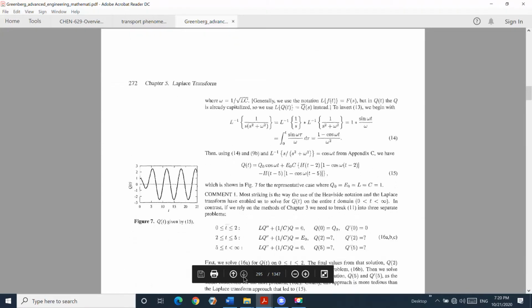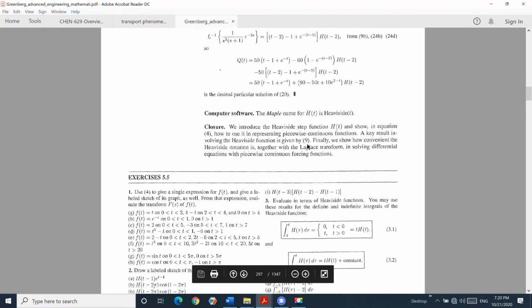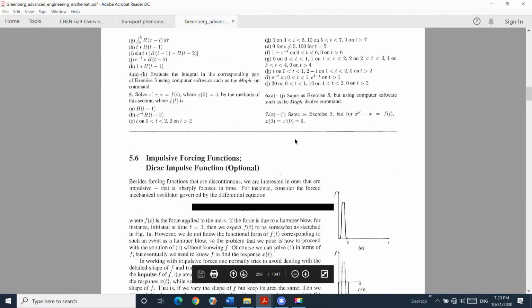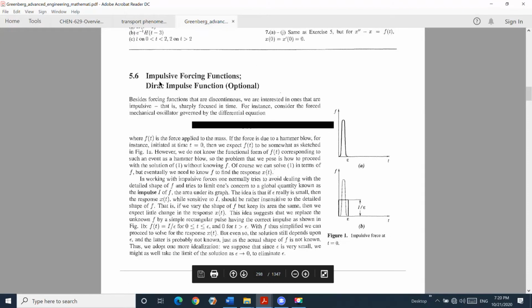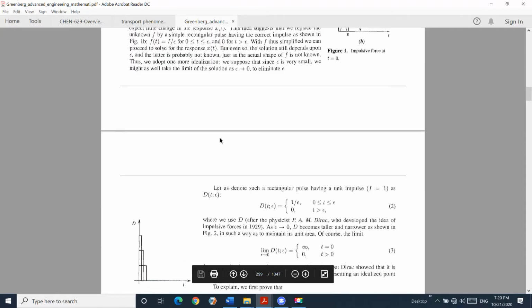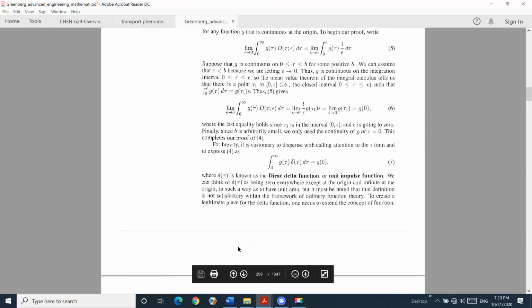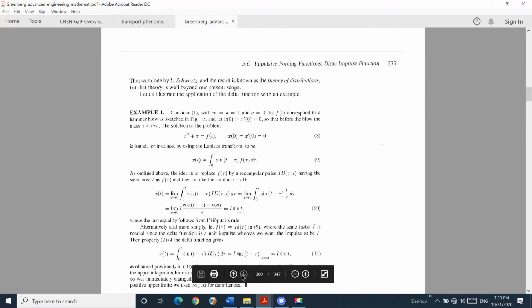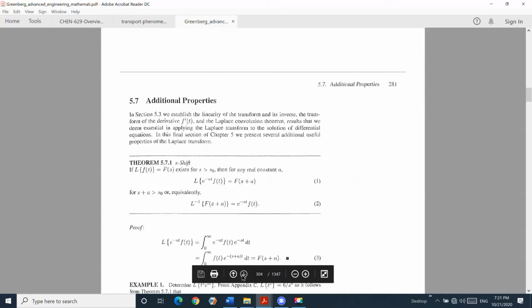Section 5.5. And section 5.6 gives the forcing function of the impulse function, an important topic. You can review it in here.